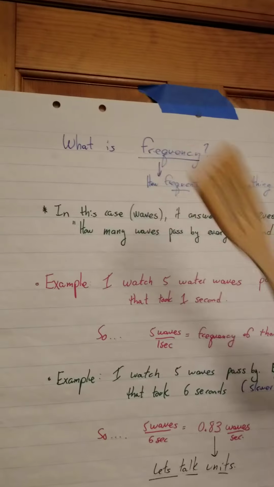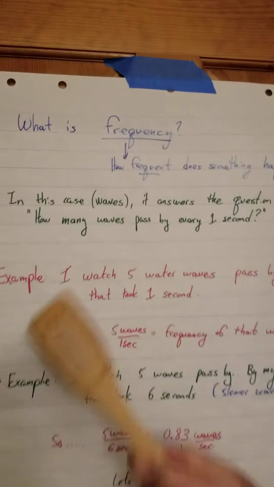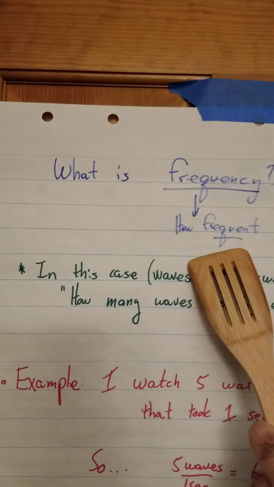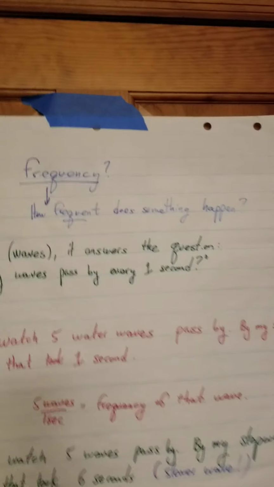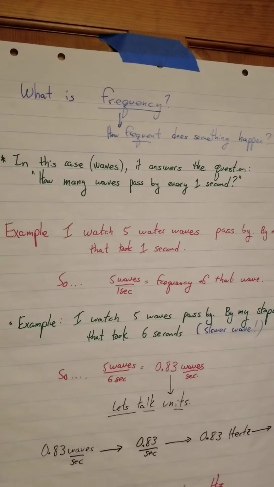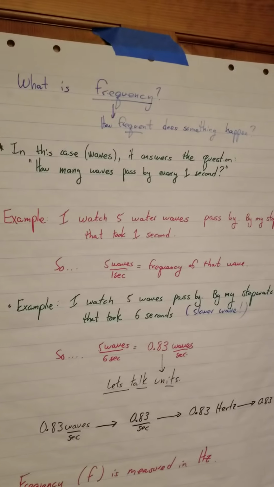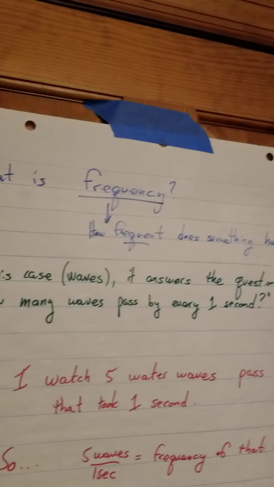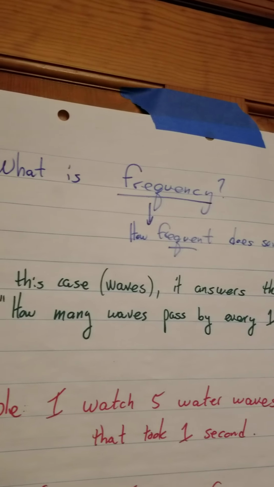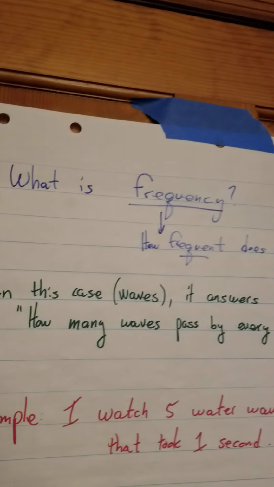So what is frequency? Well, let's look at the word frequency. Frequency has the word frequent in it. So how frequent does something happen. So you've seen the word frequent before. Anything that happens regularly, you could say is frequent. So how frequently do you have meals at home? 3 times a day? That's a frequency.